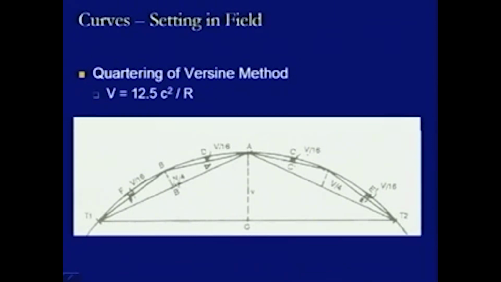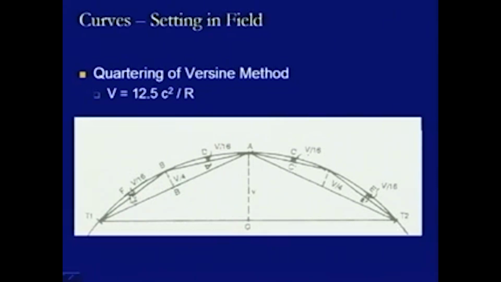So, therefore, it will be V by 4 and V by 4. Once we have got this point B on the basis of the quartering of the Versine, this point B will be further connected to T1 here, and similarly it will be connected to A, that is the previous Versine point here, and the same will be done on the other side of the curve.